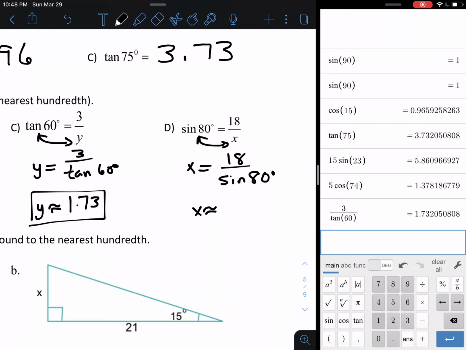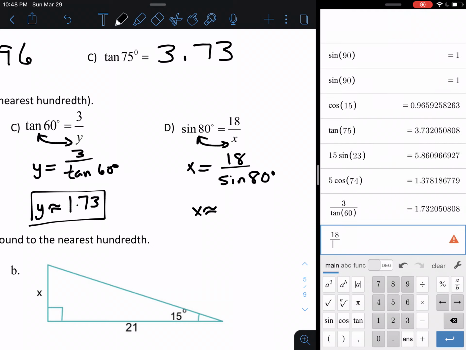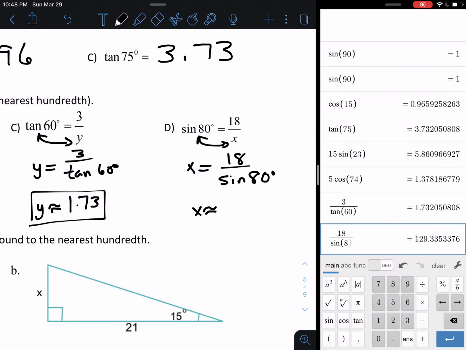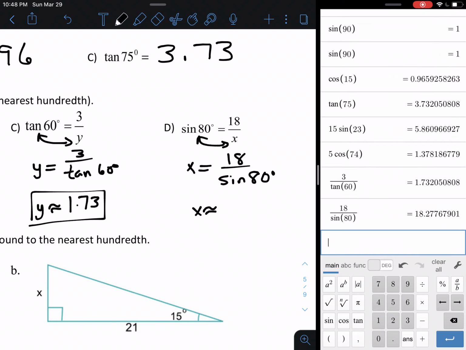18 divided by the sine of 80 is approximately 8.28. Okay.